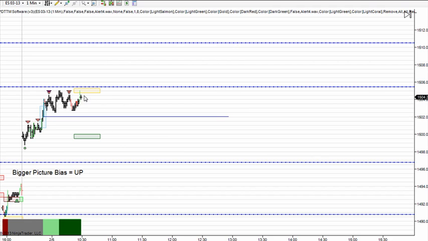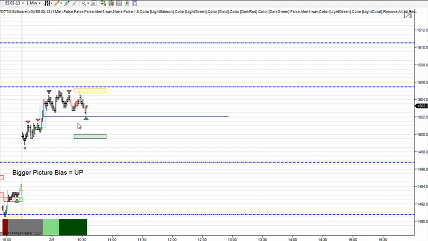Okay, so we're testing into this resistance, and you can see the market's backed off a bit. That's kind of what we expect, but ultimately we wouldn't want to lean too much on that in terms of a resistance area. Okay, let me pause it right here.